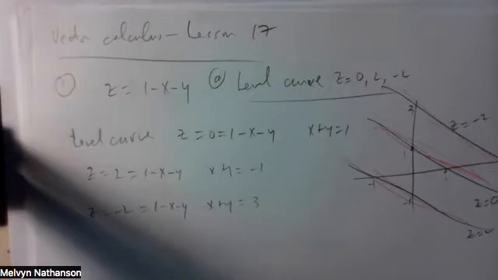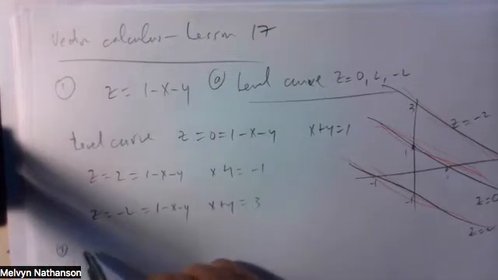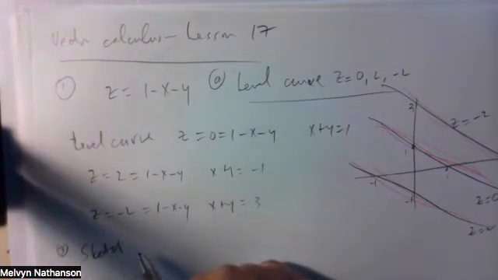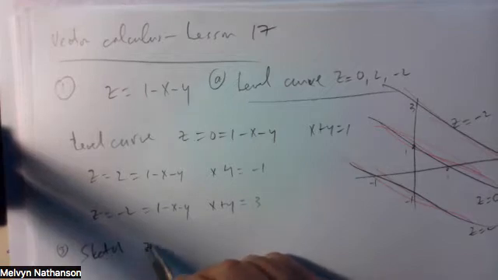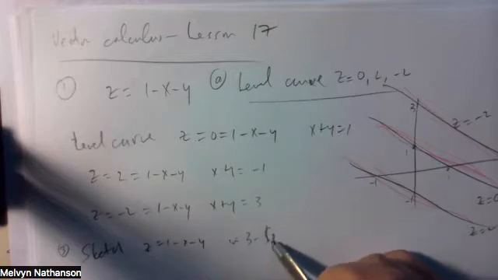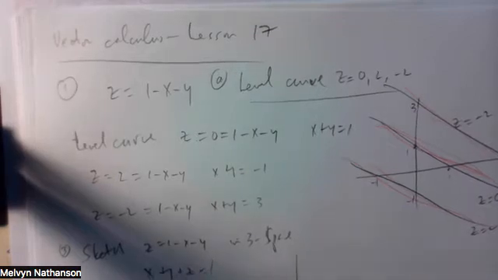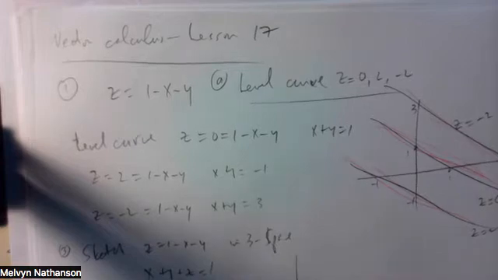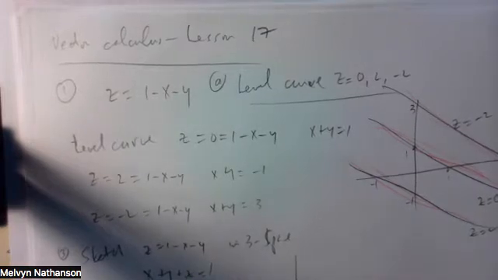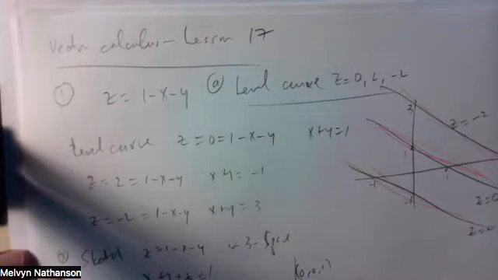Now, if we want to sketch the graph of the function, z equal 1 minus x minus y in three-dimensional space, that means this is all the points where x plus y plus z equals 1. So for example, the point 1, 0, 0 satisfies that. And the point 0, 1, 0 satisfies that. And the point 0, 0, 1 satisfies that.